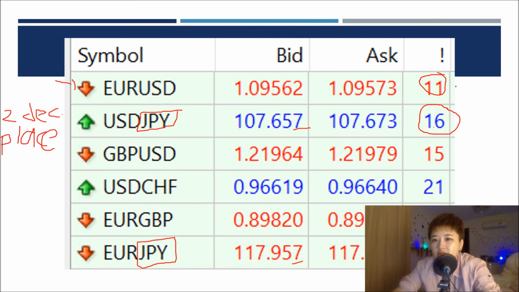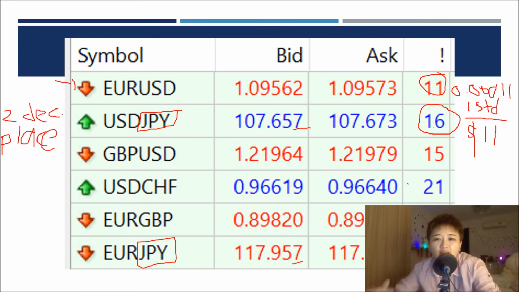So for euro dollar, you are paying how many units? 4 decimal places, 0.0001 units. Let's say you are trading 1 standard lot today, and because 1 standard lot is equal to 100,000 units, how much spread do you need to pay? 100,000 times 0.00011, you need to pay $11, just for the broker. So this is why brokers want you to trade with large lot size, so that they are going to pocket more money.